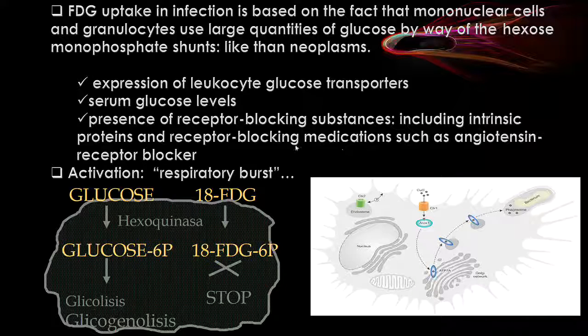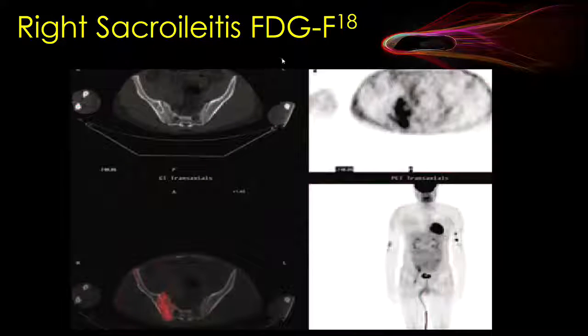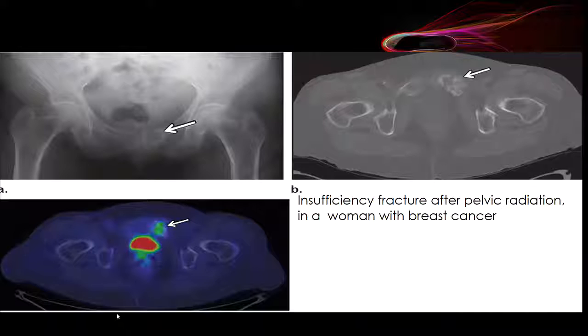This cartoon you know by heart. So only an image to show you the right sacroiliitis, very well depicted with FDG-F18. And not everything you see with uptake is an infection or a tumor. So here we have an insufficiency fracture after pelvic radiation in a woman with breast cancer.